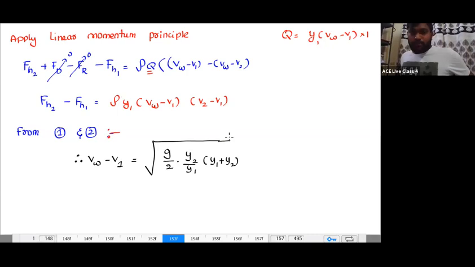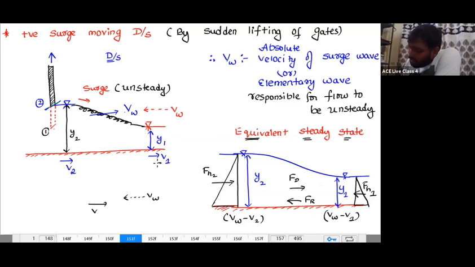Y2 by Y1 into Y1 plus Y2. So see, I have eliminated one thing. Which one did I eliminate? I eliminated V2, because I know V1 and I know Y1. When I raise the depth, I can find out Y2. But I don't know the V2.